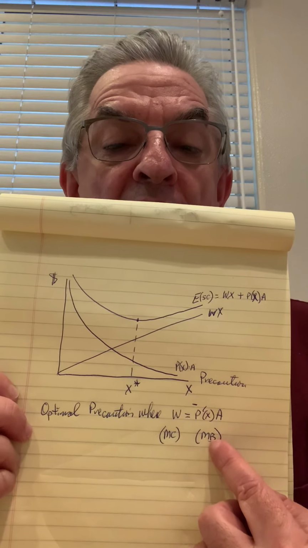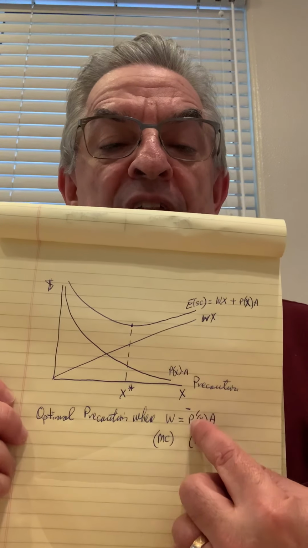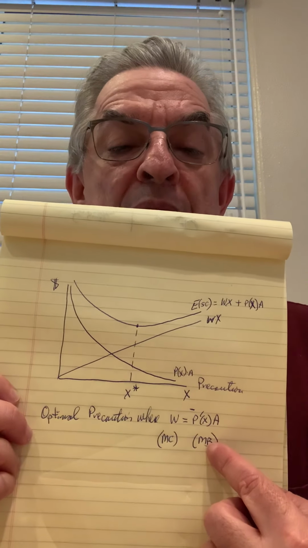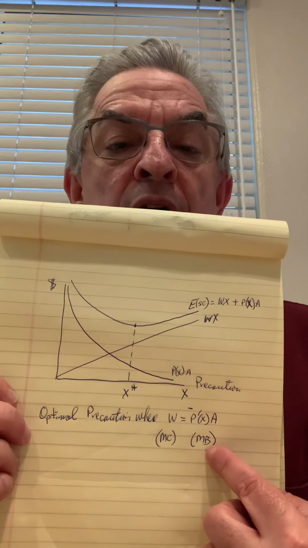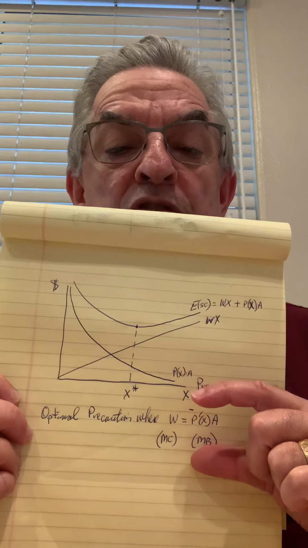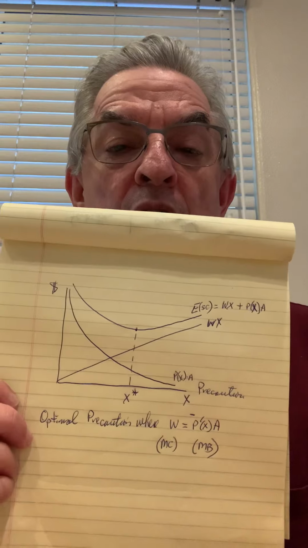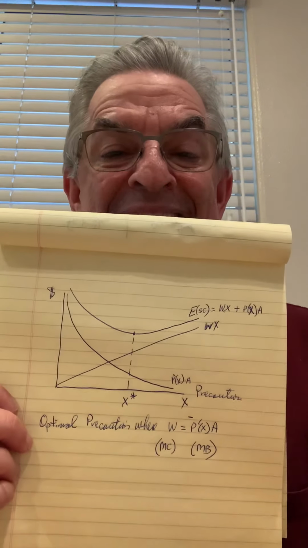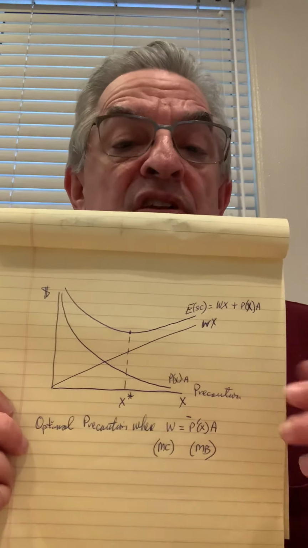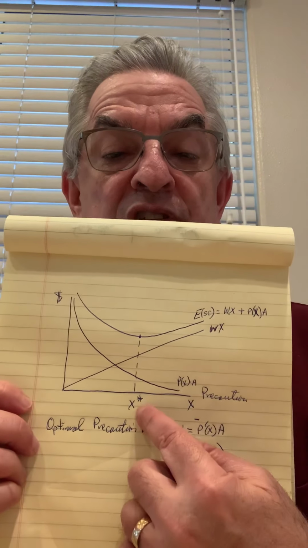P prime of X, which is just the marginal change in the probability of an accident occurring as we undertake more precaution, times A, is going to be the marginal benefit associated with taking precaution. Let me focus on this again in case any of you are having trouble understanding this. The benefit you get is the safer you are, the lower the chance you get into an accident. So the savings are the value of the accidents that you can avoid by taking precaution, okay? Set those equal, that gives us X star.